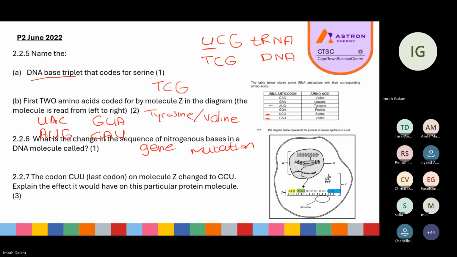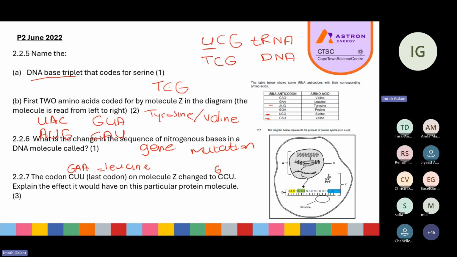So the last codon, CUU. So that is codon, meaning it's mRNA. So if we were to convert that CUU to an anticodon, the anticodon would be GAA. And if you look at GAA, that would code for the amino acid leucine. Okay. Then, so now they said a change from GAA to CCU. So now that's the codon CCU.